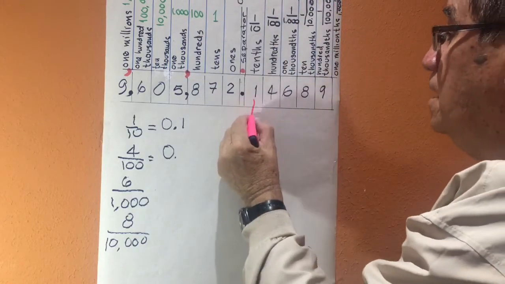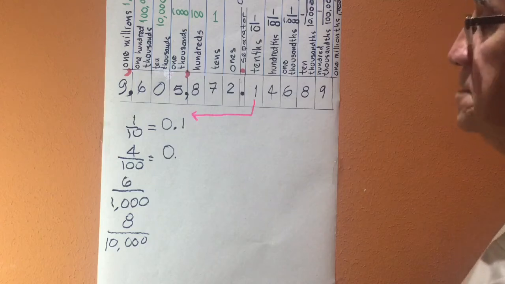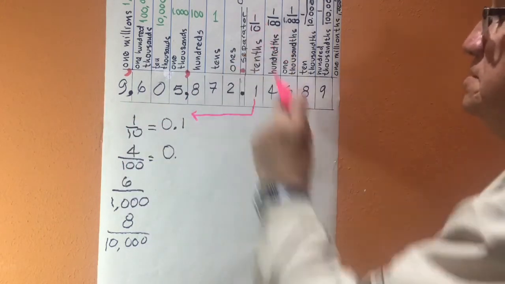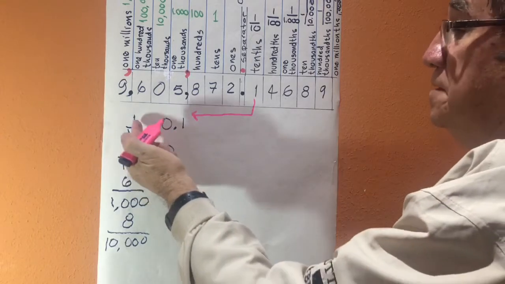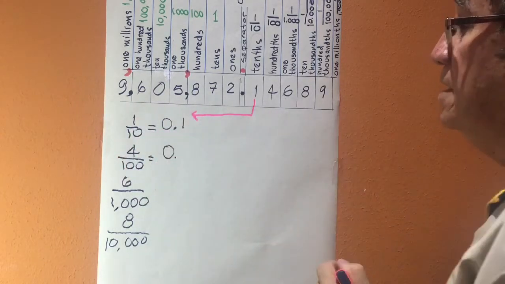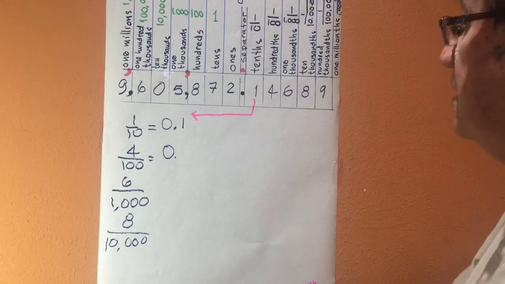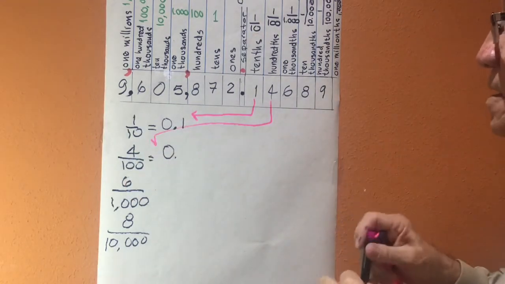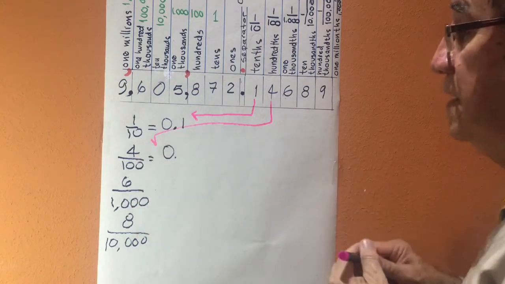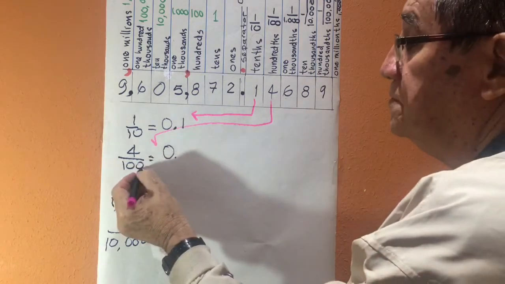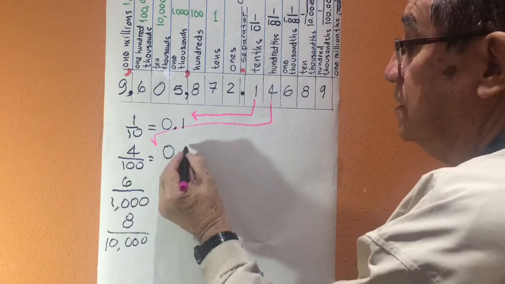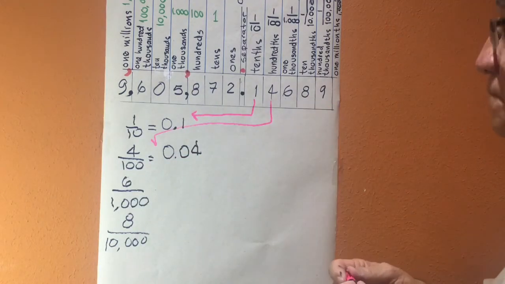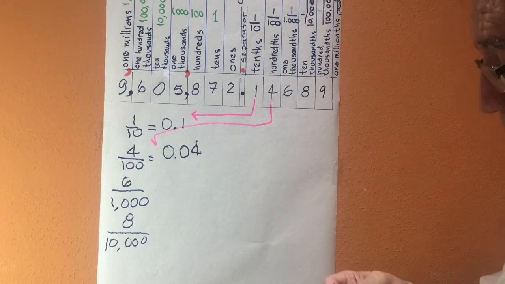So let's see, what does this number represent? This number is 1 divided by 10. It's a tenth. So if I divide 1 by 10, this is my answer. Well, on the next one, it's going to be 4 divided by 100. As you know, we have two decimal places, so I will have 0.04. So the decimal representation of 4/100 is this.